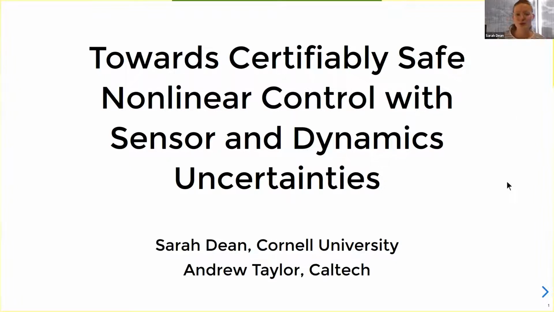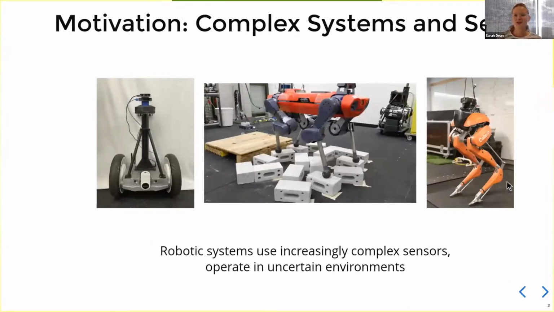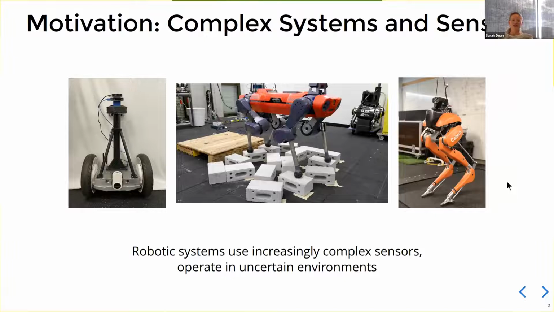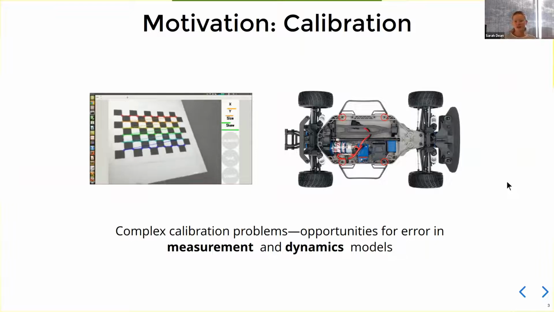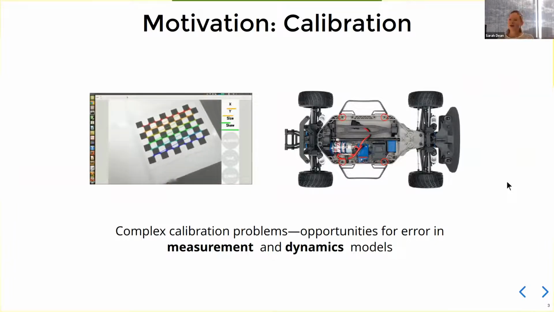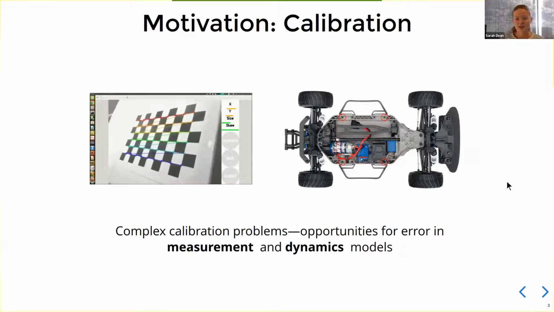And today we will both talk about our work on developing certifiably safe nonlinear control when there are sensor and dynamics uncertainties. So this work is motivated by the existence of complex systems and complex sensors. In particular, robotic systems are used in uncertain environments and also make use of very complex sensors. And these complexities mean that we can't rely entirely on models of the system, but require some sort of calibration in order to get them to work.